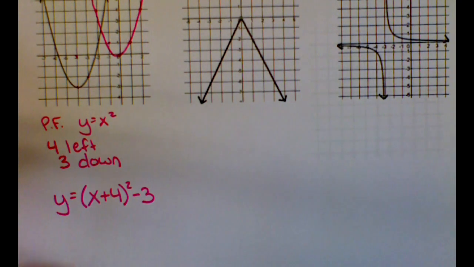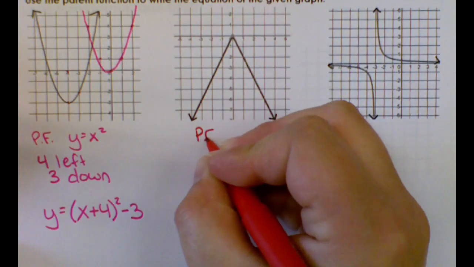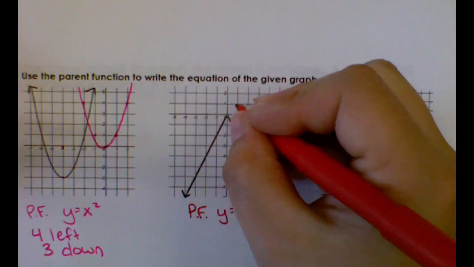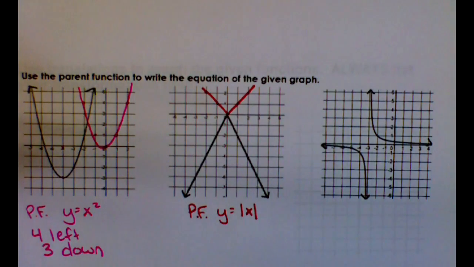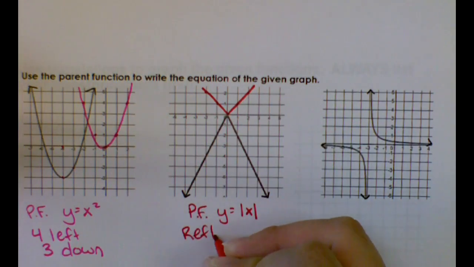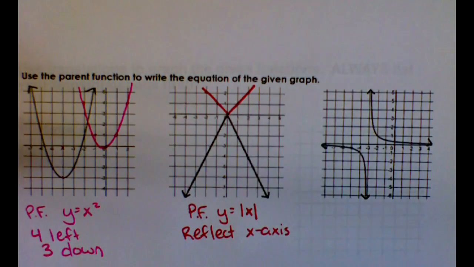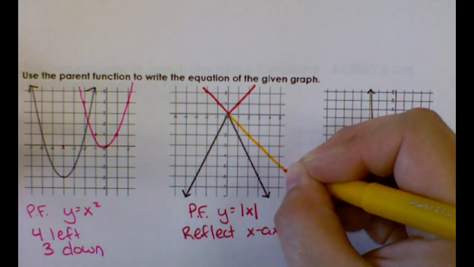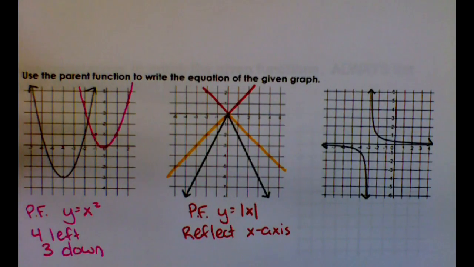All right, next up I have this one. A V-type shape is based on the parent function of y equals the absolute value of x. So the absolute value of x usually looks like that. So I can tell I definitely have a reflection over the x-axis. And if I did that, let's switch colors here, it would look like this. Now I can tell that this is skinnier.